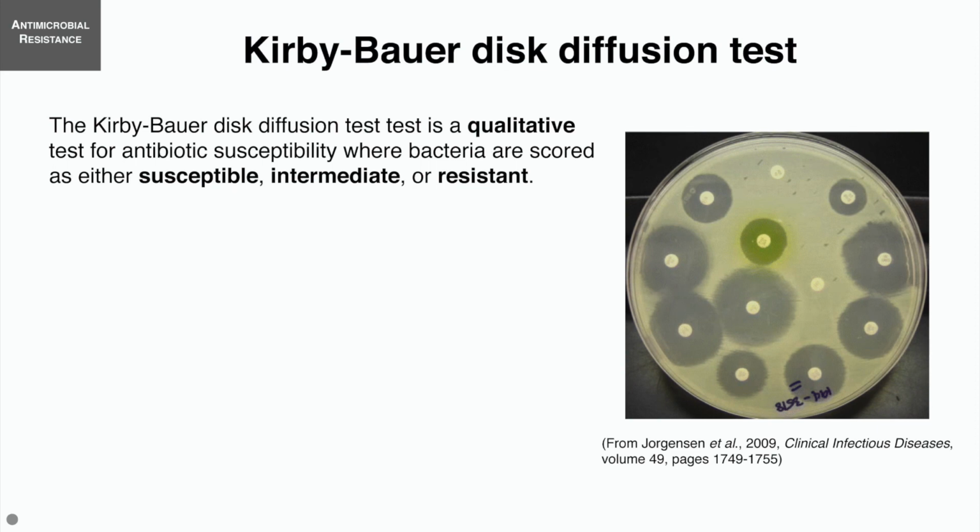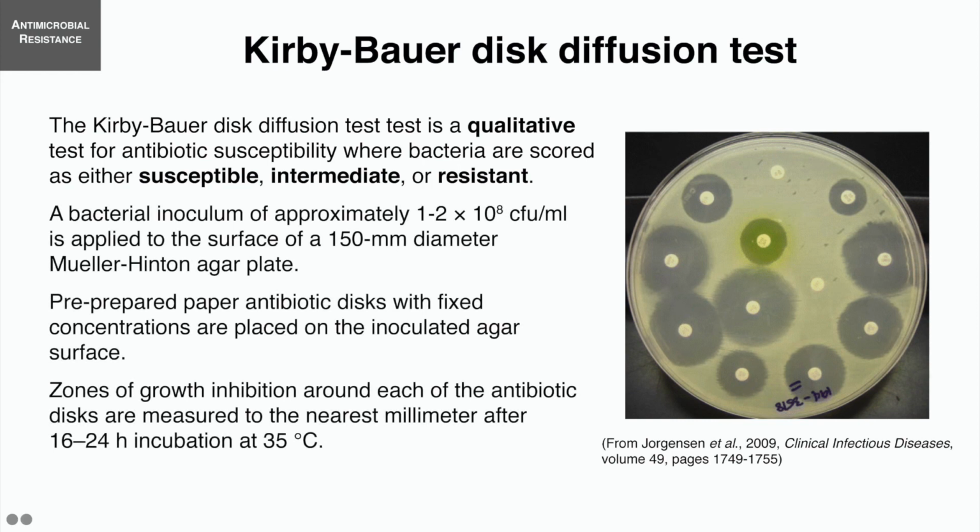The Kirby-Bauer disc diffusion test is a qualitative test for antibiotic susceptibility where bacterial isolates are scored as either susceptible, intermediate, or resistant. An agar plate is seeded with bacteria and paper discs impregnated with antibiotic are placed on the agar surface. Antibiotics inside the discs will diffuse out into the agar medium, which leads to visible zones of inhibition if the bacterial isolate is susceptible to the antibiotic.